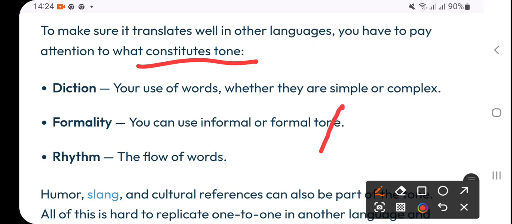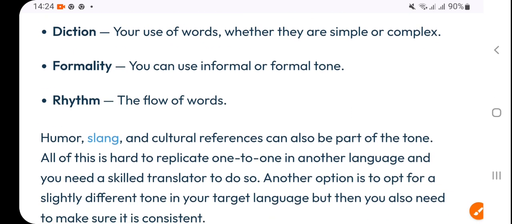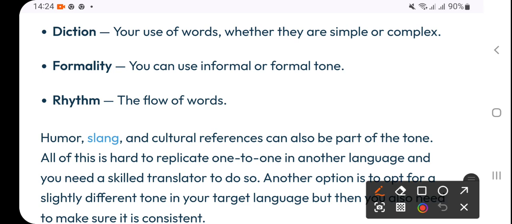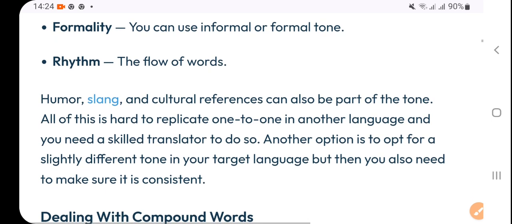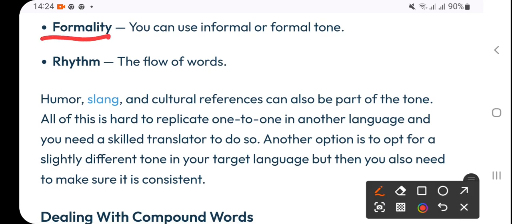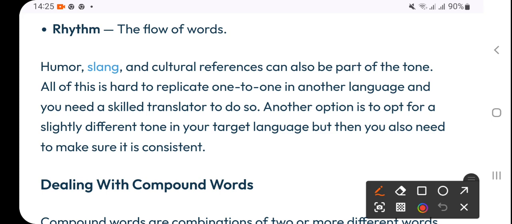So here, first of all, diction, formality, and then rhythm. Diction is your use of words, whether they are simple or complex, right? Sometimes complex words attract, sometimes simple words attract. So that's a choice of words, right? And number two, formality, that you can use a formal or informal tone. That is also important as per the product, right? And then rhythm, the flow of words, right? So what kind of flow you are using, that is rhythm.